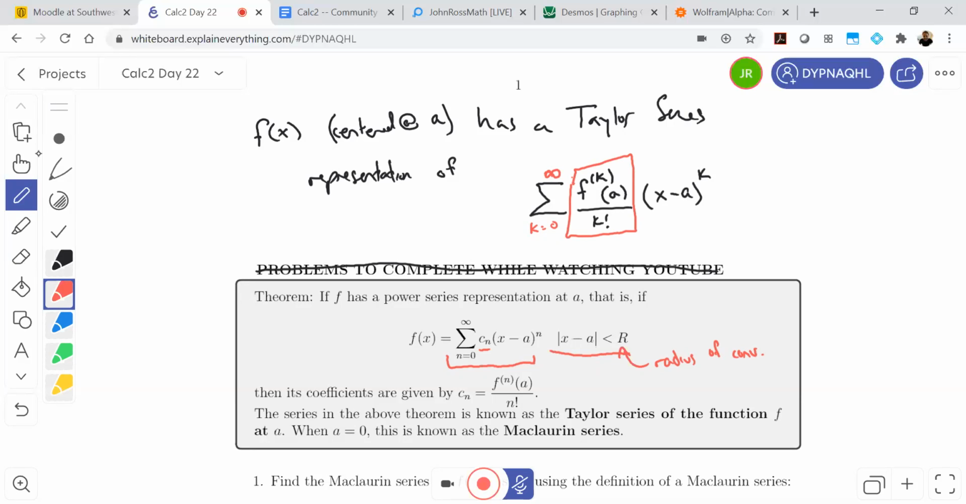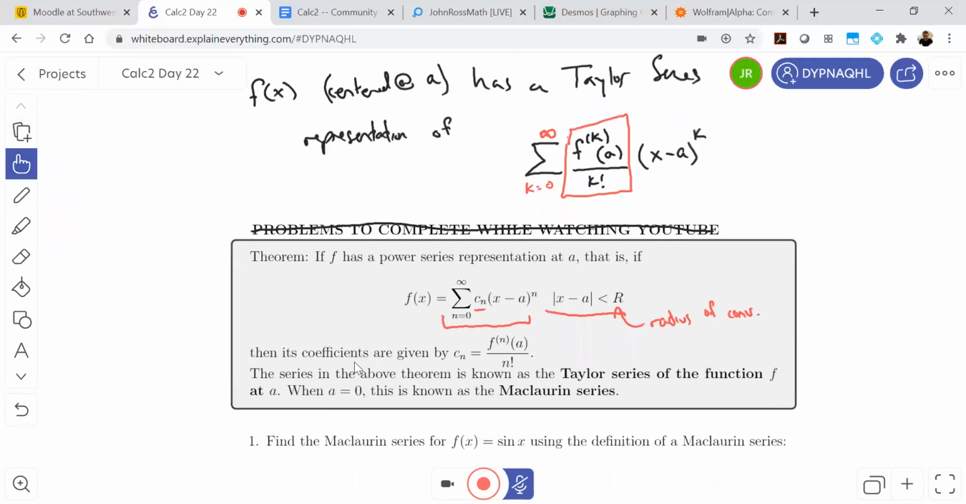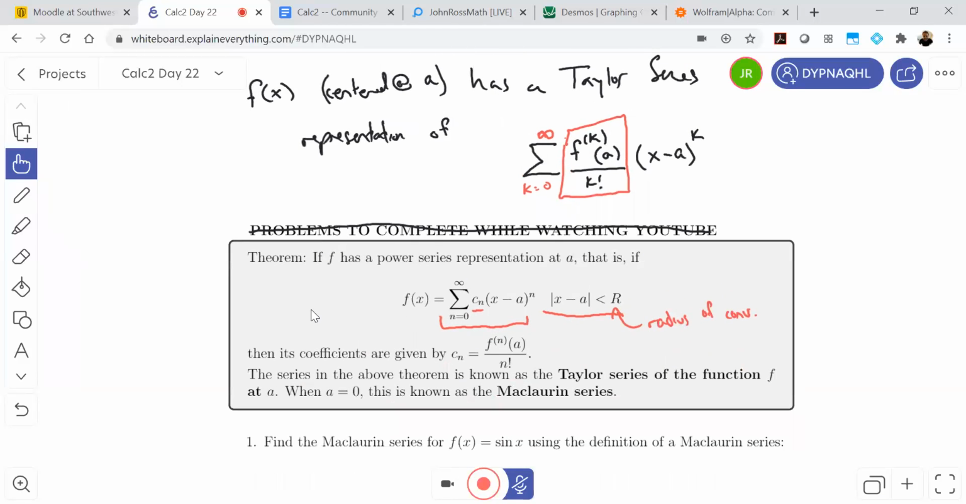So in other words, a Taylor series is a way to represent a function within the radius of convergence. And not only is it an approximation, the way that a Taylor polynomial was an approximation, but inside the radius of convergence, the function is equal to its Taylor series. There is no error. So the series in this theorem is called the Taylor series of the function.